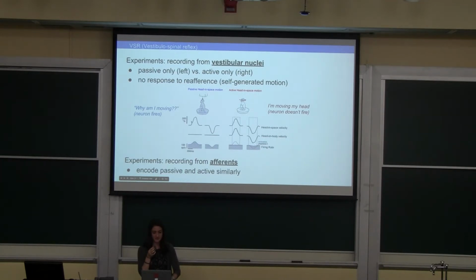This is because the head in space velocity is different from the head on body velocity. So when you subtract those two, you get a positive firing rate. In the active case, when you're actually moving yourself, the head in space velocity is the same as the head on body velocity, because you know where you're moving. So when you subtract these two elements, you get a 0 firing rate, because it's self-generated motion.